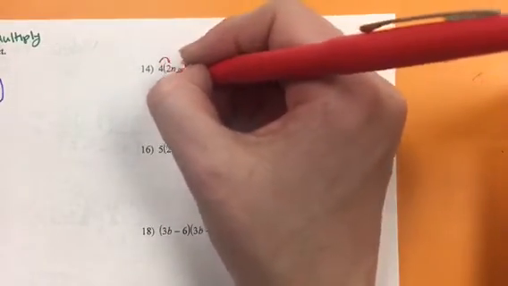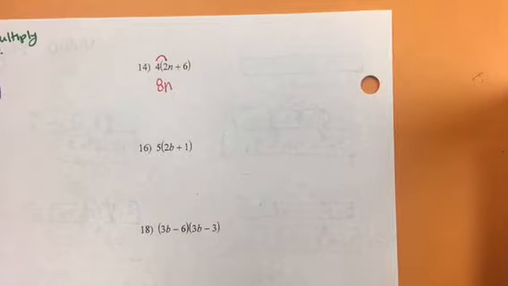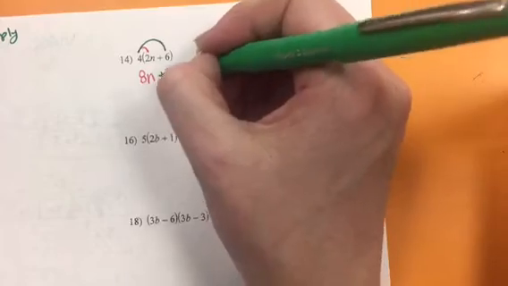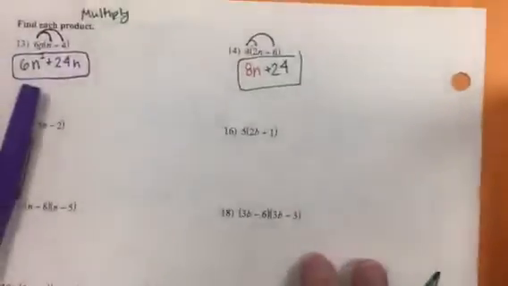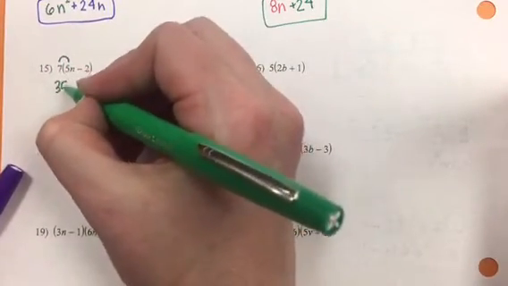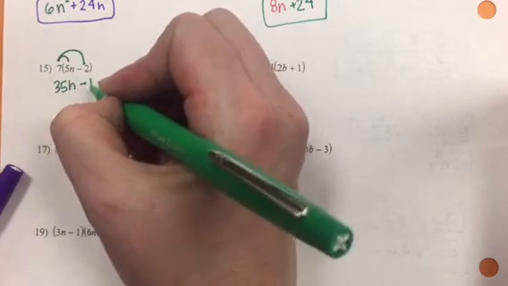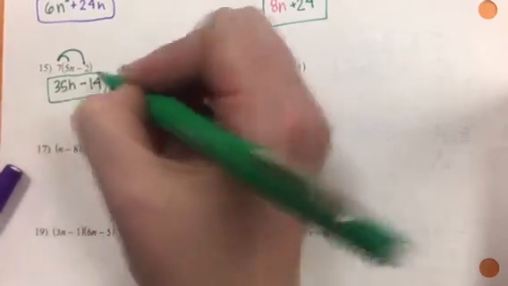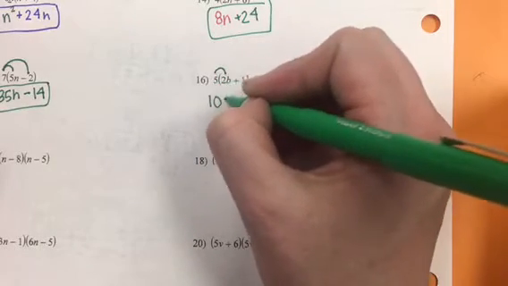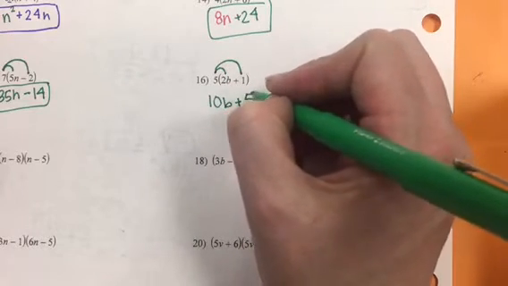Four times 2 is 8 with only 1 n. 4 times 6 is a positive 24. Seven times 5 is 35 with only 1 n. 7 times negative 2 is a negative 14. 5 times 2 is 10 with only 1 b. 5 times a positive 1 is a positive 5.